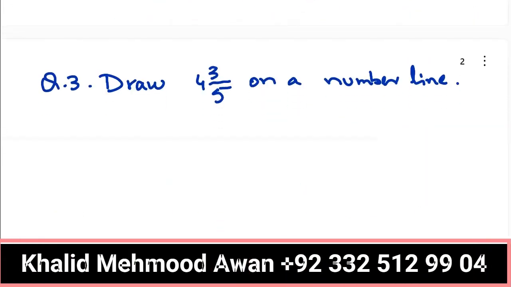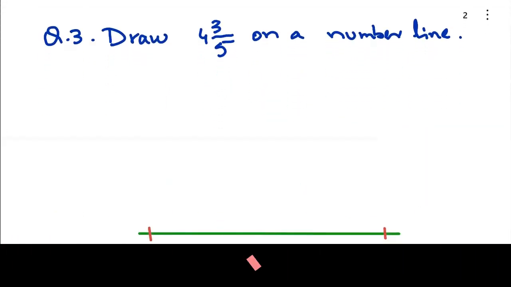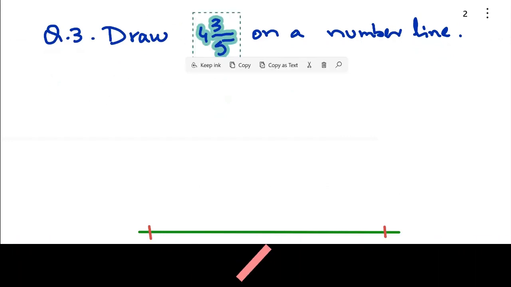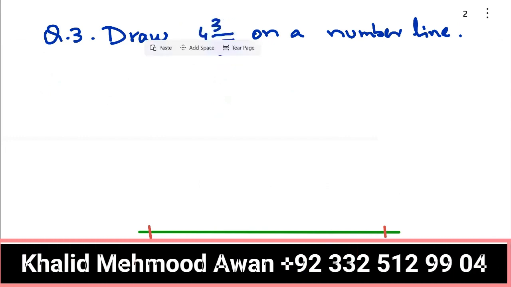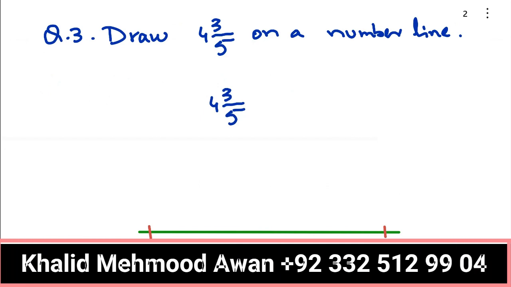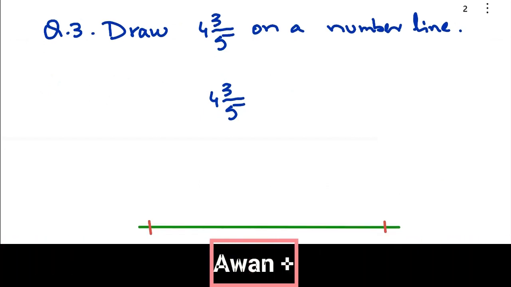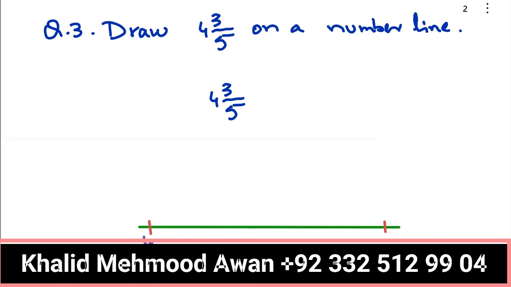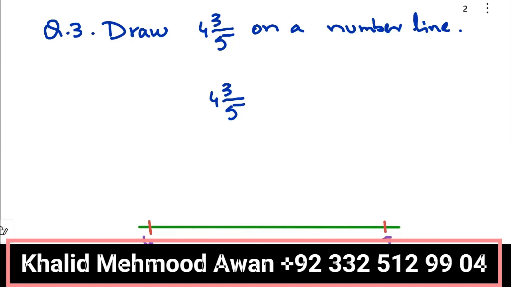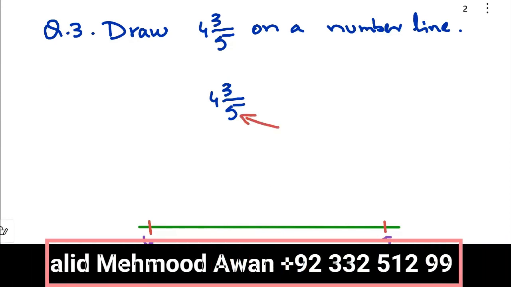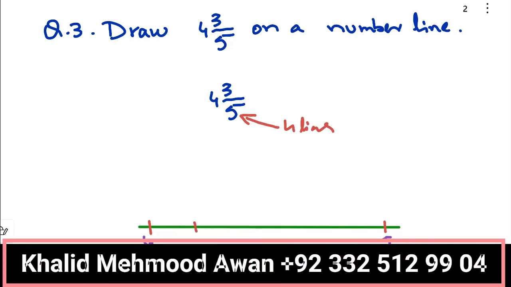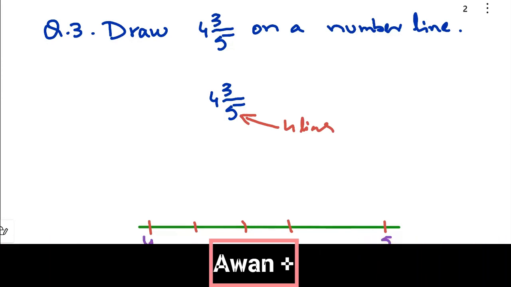Now another example is here, which says draw 4 whole 3 by 5 on a number line. So now from here we can see that this is a number which already has the side number, the whole number, which is a starting point. So we'll be writing this starting point on the number line, which is 4, and the next integer after 4 is 5. And then we'll be looking for the intervals, which is 5 intervals, means 4 lines we have to draw. So we are drawing 4 lines, 1, 2, 3, and 4.